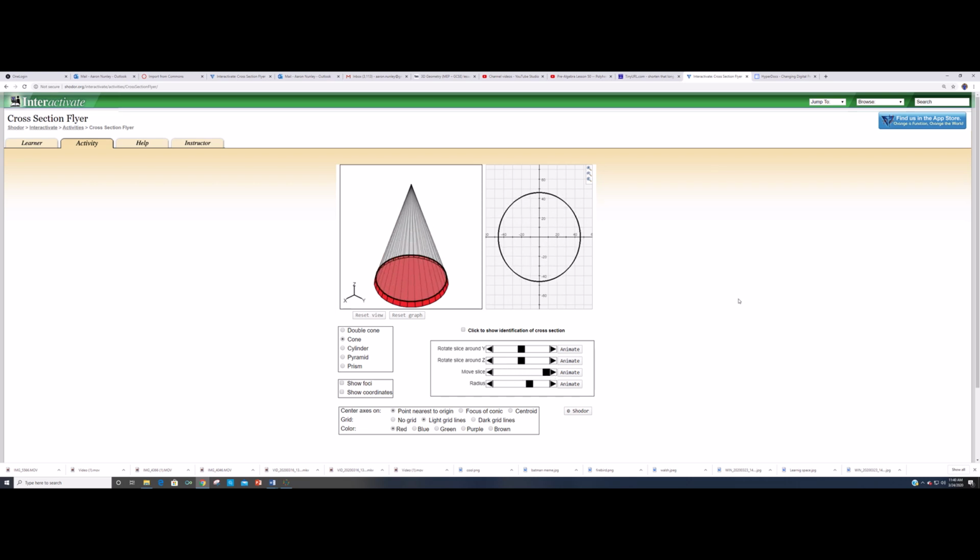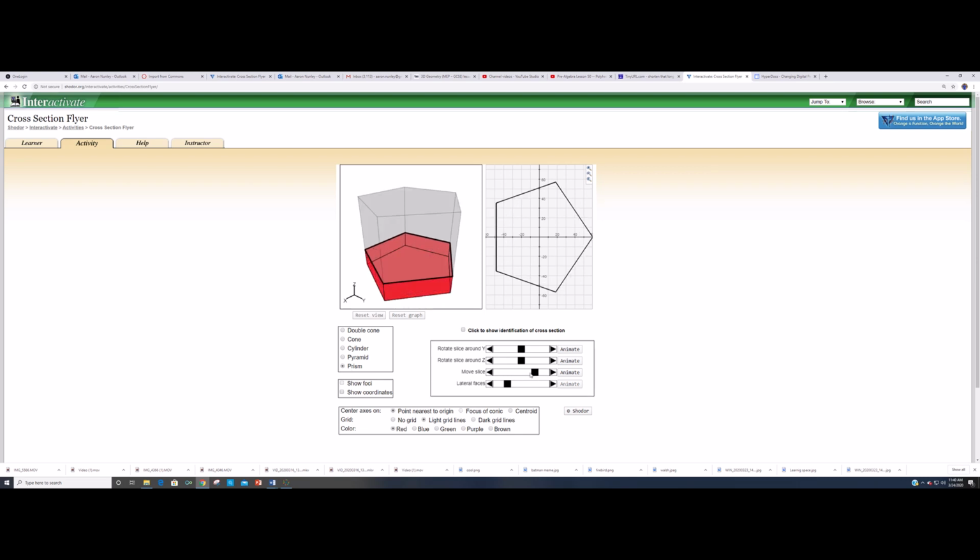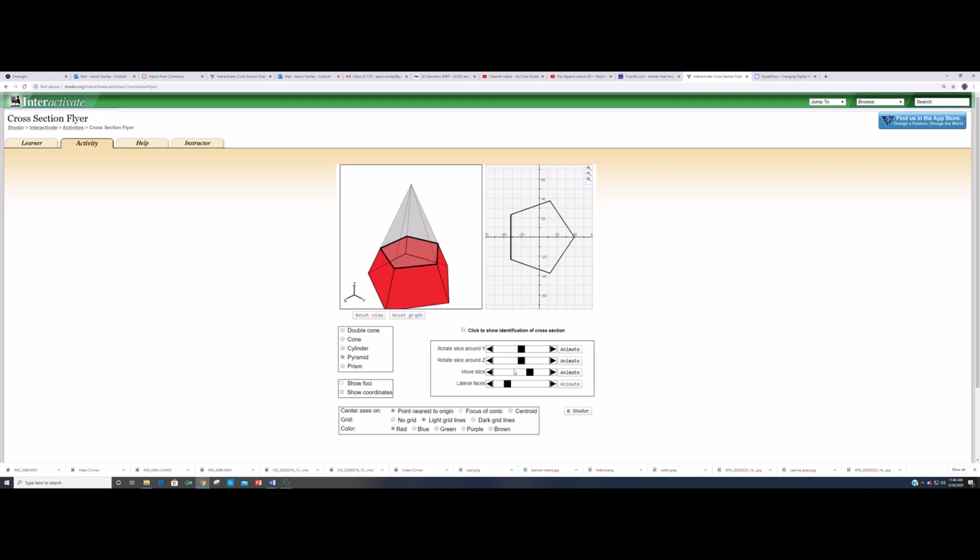So that's the quick lesson for today. Horizontal slices of prisms and cylinders always create slices or cross sections that are congruent to the base. And if I go over to a cylinder, same thing. If I switch to pyramids, I always get things that are similar to the base. Prisms and cylinders are going to be congruent. Pyramids and cones are going to be similar to the base when we do horizontal cross sections.